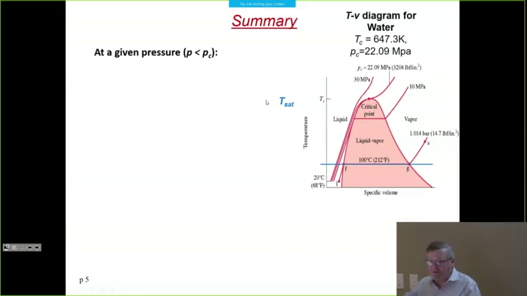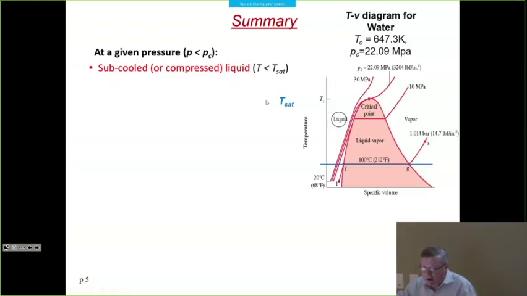So let's now review systematically as we go from left to right at a given pressure below the critical point. So we're not going to work here for the moment, we're just going to work here. If you are here, you have the subcooled liquid, sometimes called compressed liquid. That is because you're at a temperature below the saturation temperature. The line of saturation temperatures for a given specific volume is here. At a temperature below that, you're in the subcooled liquid region.